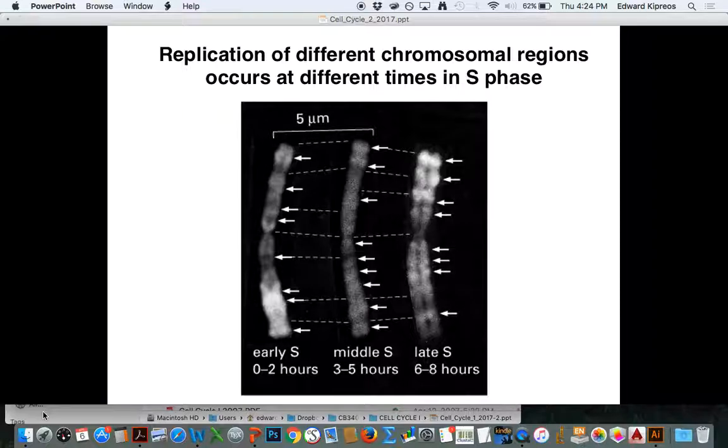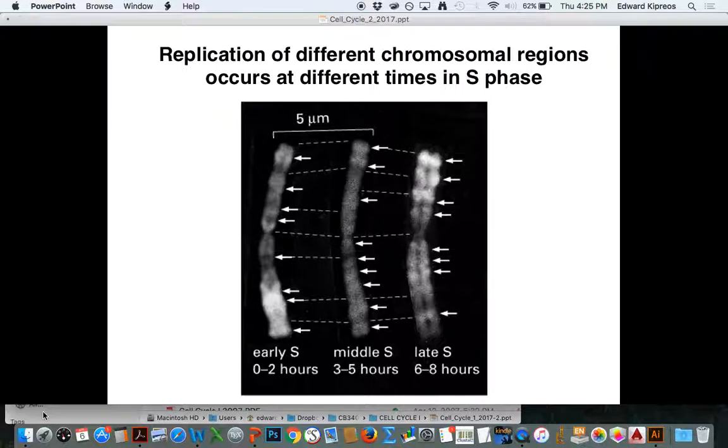Okay, so here we're again looking at BrdU labeling, and if you label cells early in S phase with BrdU between 0 and 2 hours, and then you wait till they go into mitosis, and then the chromosomes condense, and then you ask where on the chromosome is the BrdU incorporated early in S phase.